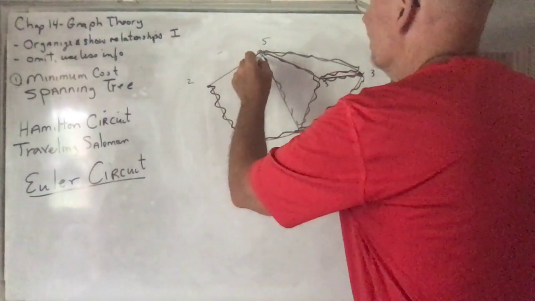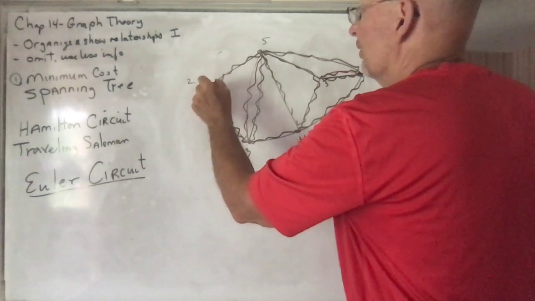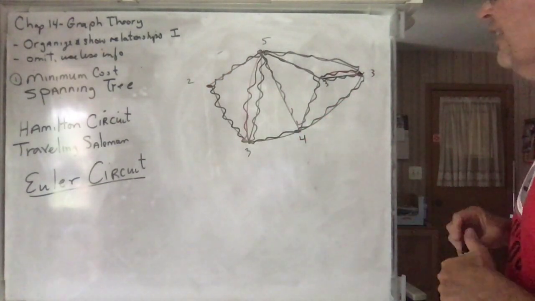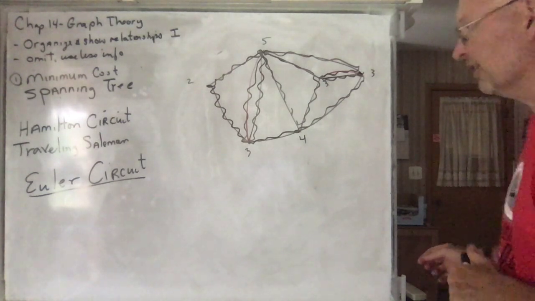Oh, I started here. There we go. I started right there. There we go. Yep. Okay, very good. So that's the idea. So that's called an Euler circuit.